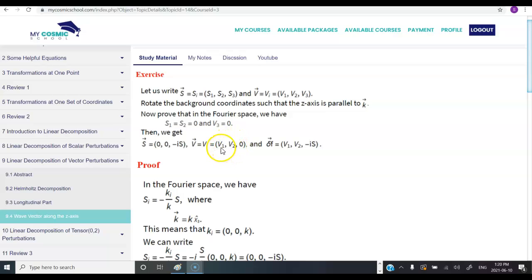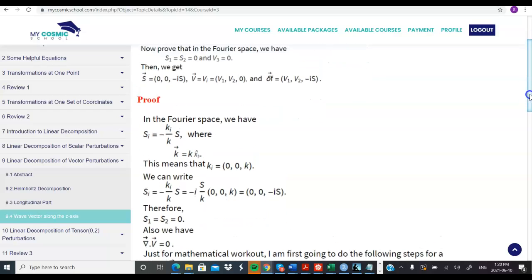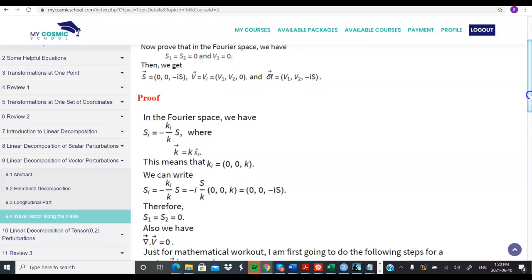So S is longitudinal, which means along the wave vector, and V is in the transverse plane. If the wave is along the z-axis, then the transverse plane is xy. So V has components only in the xy plane, and the proof of this is very straightforward. Just go through all this mathematics, it's very straightforward. I can quickly walk you through this.